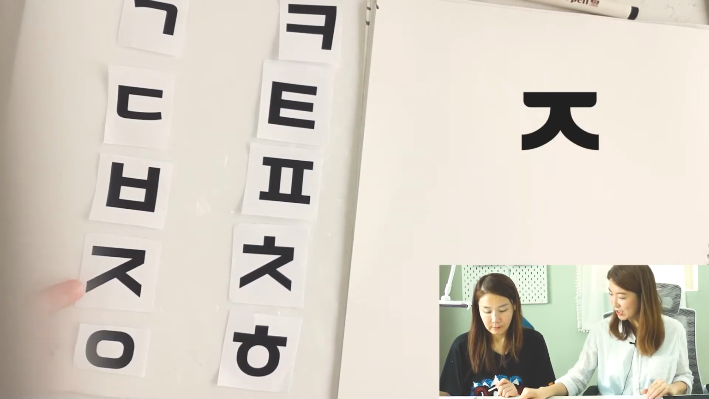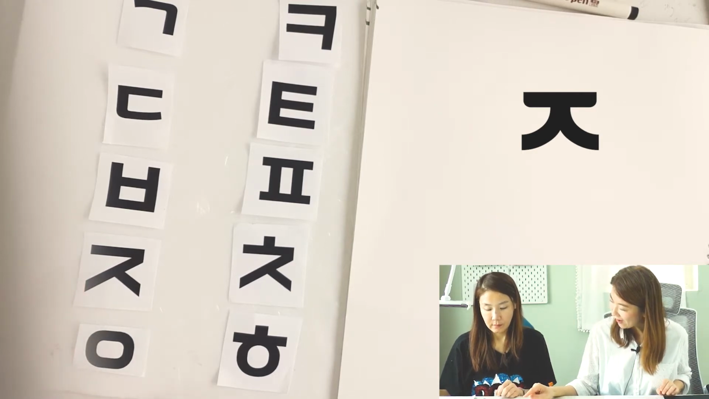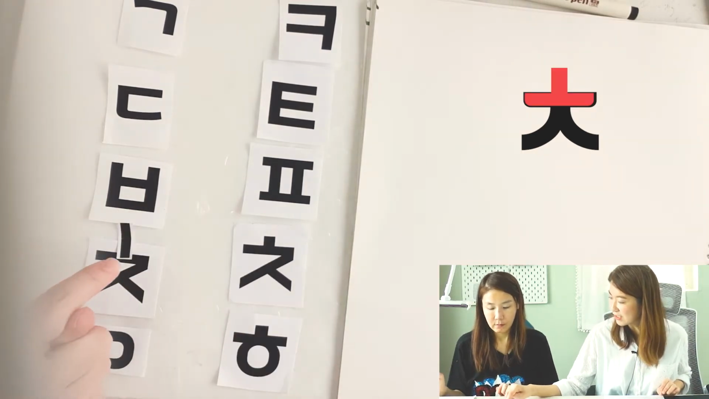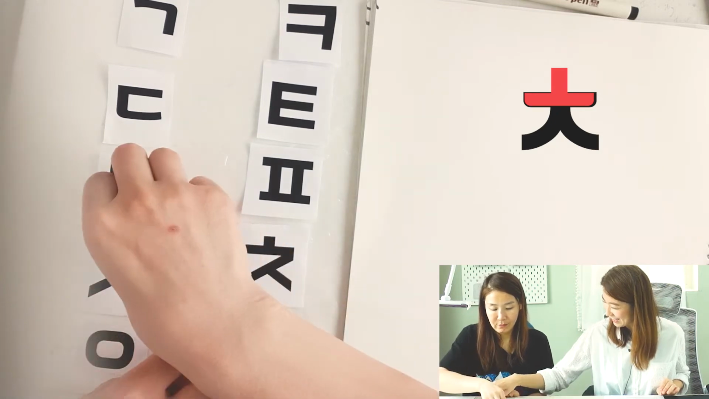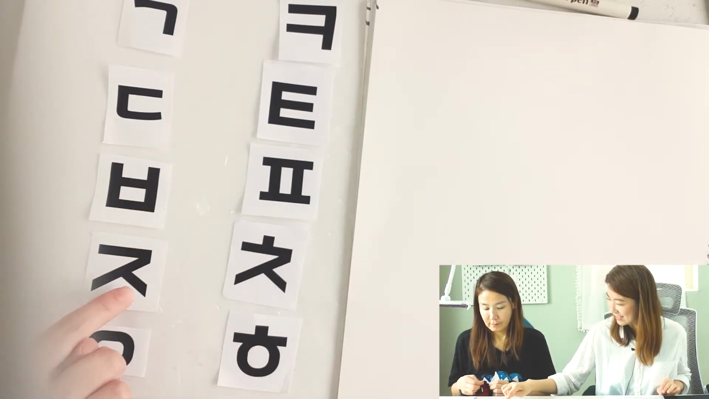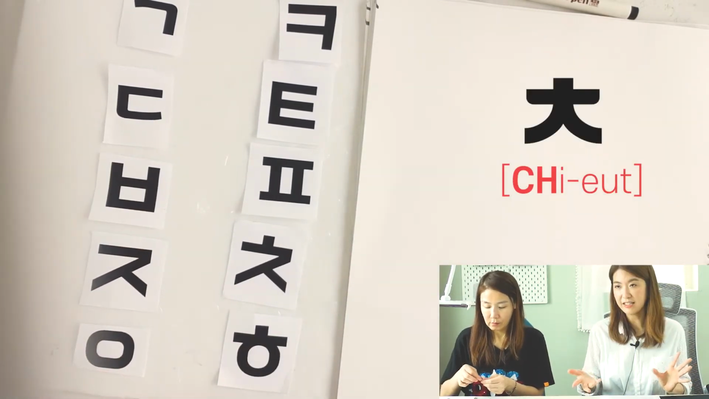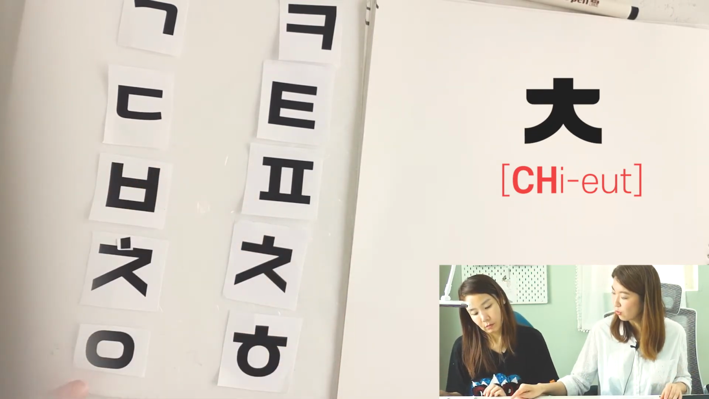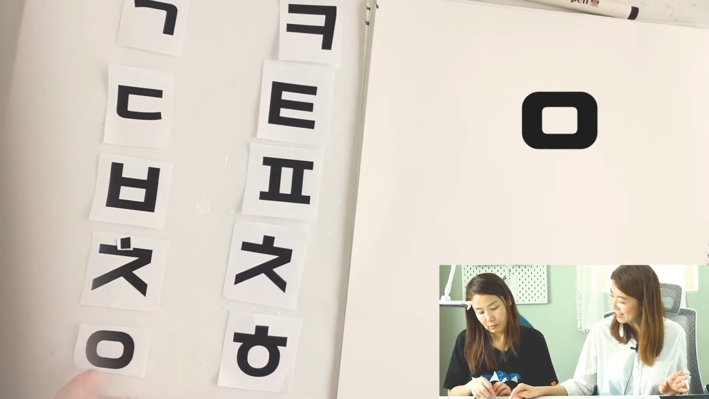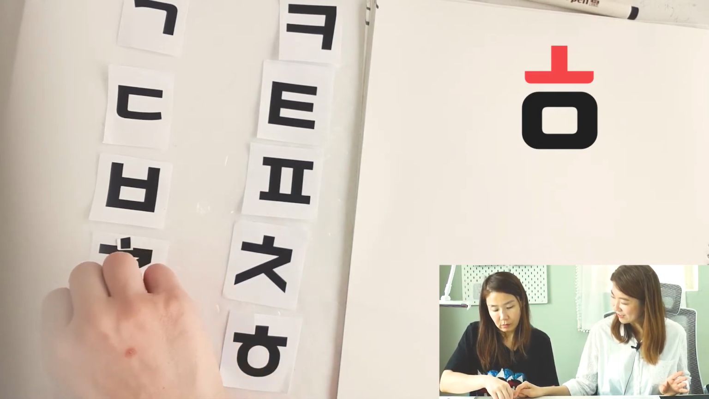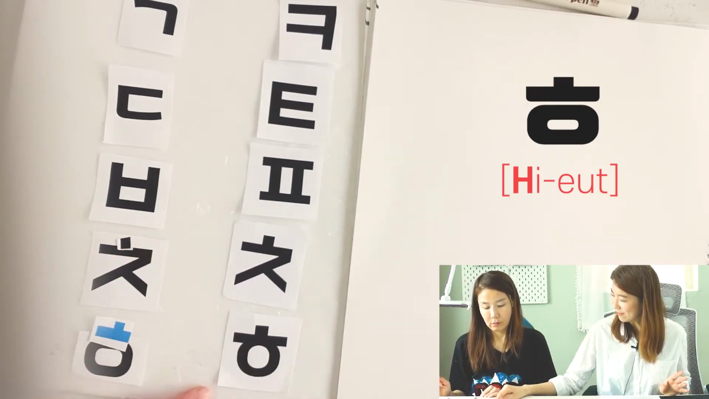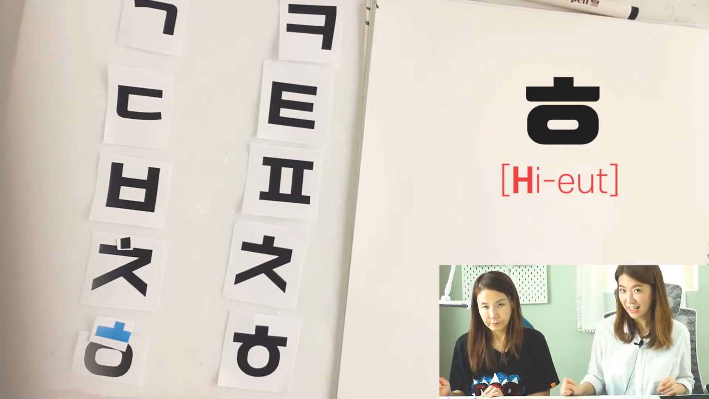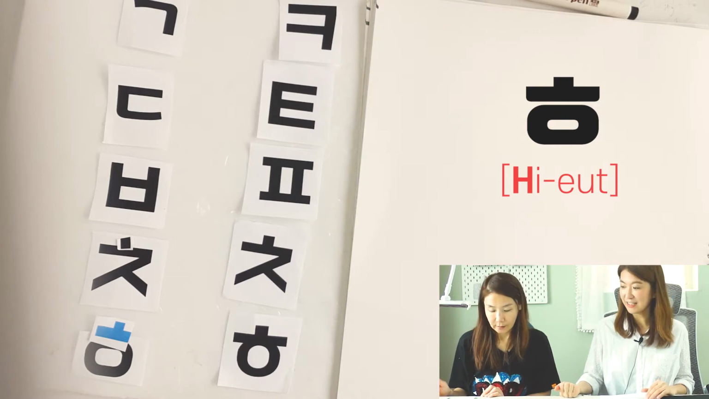And for 지읒, we have to add a little hat above 지읒. Then it looks like this. So it has a CH sound in English. And also, we can add a little hat on 이응 too. Then it becomes like 히읗, and it has an H sound.